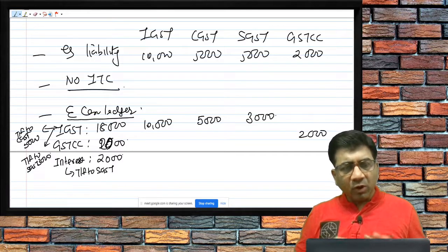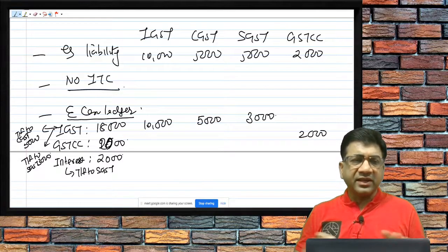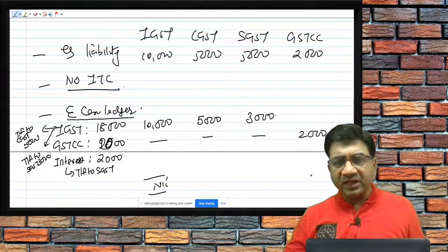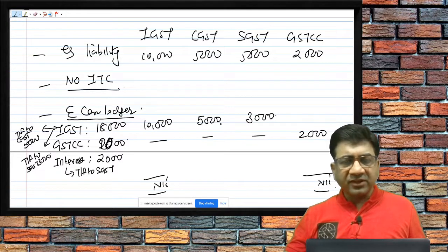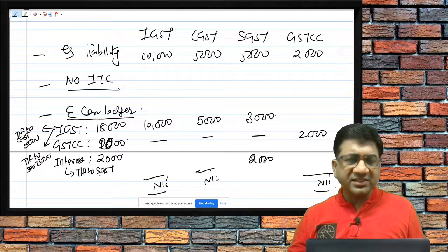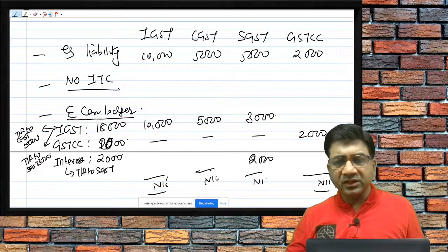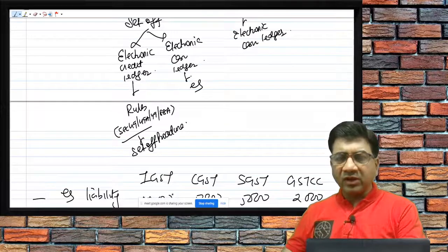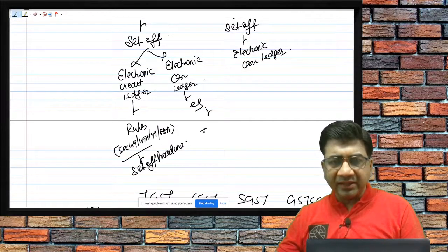But no more. All intra and inter head, major and minor head adjustments you can do. So what I have done is, I have transferred IGST, debit by the IGST in the eCash ledger. Its liability is nil. Now this 2,000 GST compensation cess, I set it from here. The liability is nil. 5,000 I transferred, the liability is nil. And this interest, I transferred 2,000 here, so I transferred it to SGST under the eCash ledger. It is also nil.